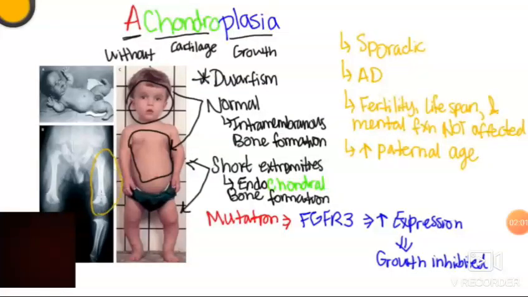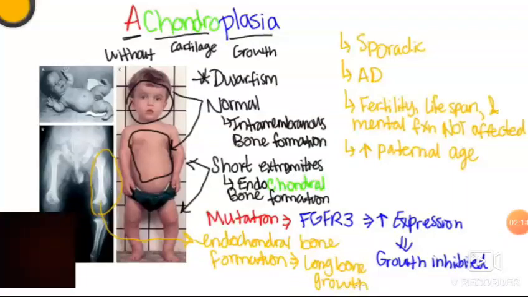So looking at this x-ray, we notice that the long bones have not developed properly. And the reason that these long bones don't develop properly is because the main mechanism by which long bones grow is endochondral bone formation. In summary, achondroplasia refers to impaired cartilage proliferation that inhibits growth plate and long bone formation, and these individuals end up with short extremities. However, their head and trunk are normal. And the mutation is an overexpression of FGFR3 that leads to inhibition of growth.